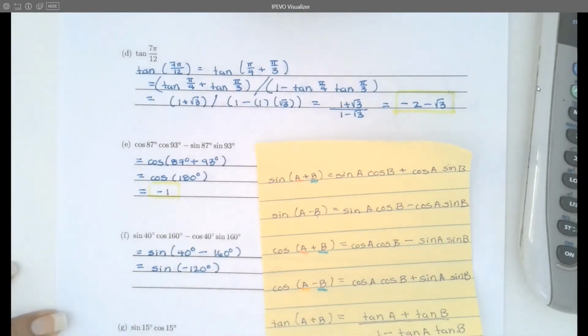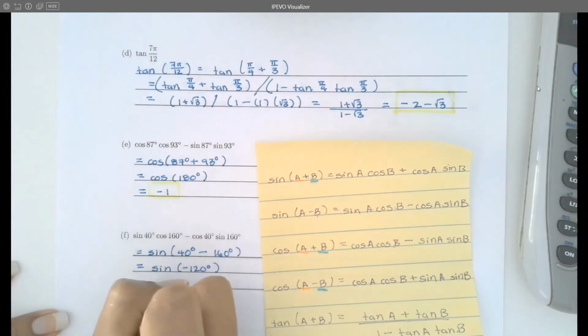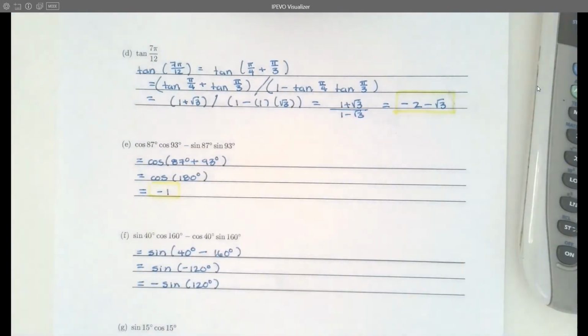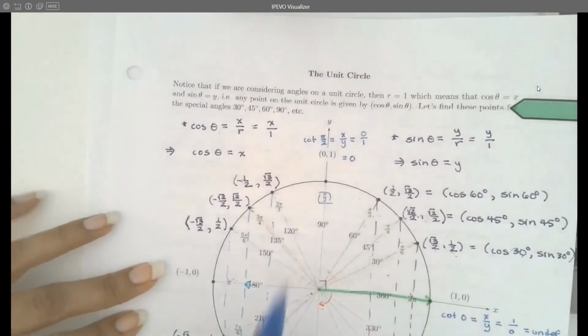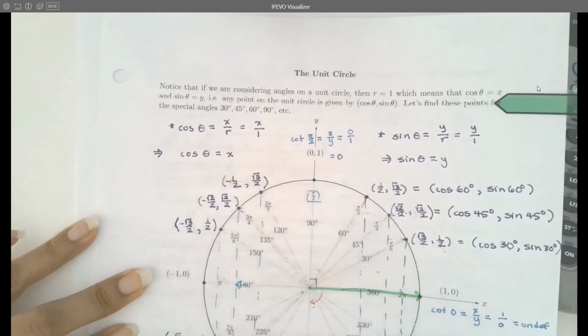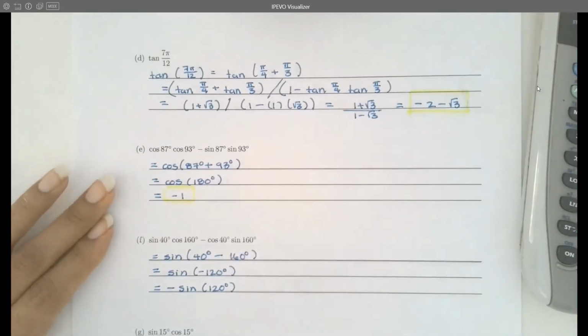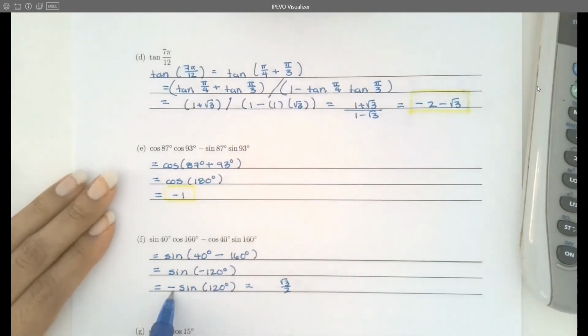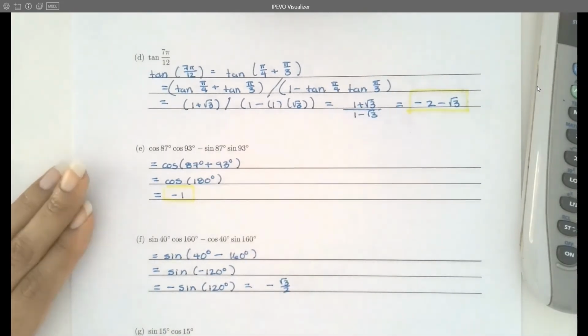Now, if you recall, sine is an odd function, which means that when we have a negative inside of the argument, we can bring it out. So we get negative sine of 120. And now if we use the unit circle to help us find what sine of 120 is, we're going to get radical 3 over 2. So this is going to be radical 3 over 2, but we can't forget to bring over that negative. So we're going to have a negative.